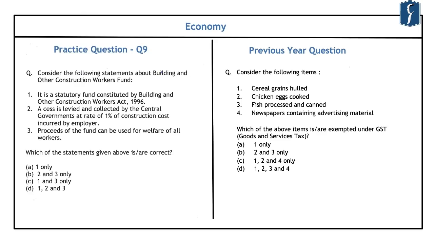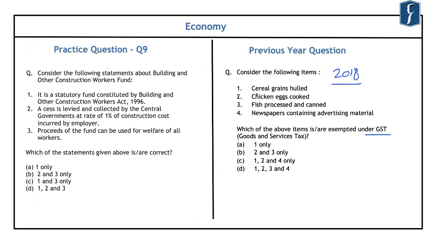Now the next question is related to the taxation in the economy section. And if you look at the previous year questions, you will find that in the year 2018, this question was related to the goods and services tax. So this reads, consider the following items: cereal grains hulled, chicken eggs cooked, fish processed and canned, and newspapers containing advertising material. Which of the above items is or are exempted under the goods and services tax?